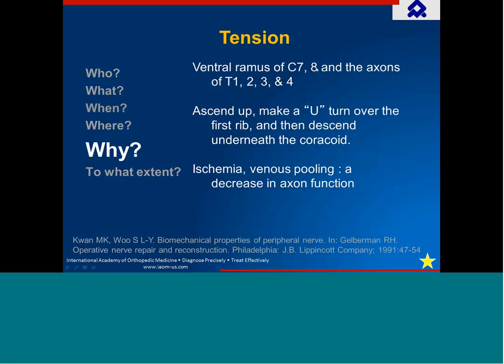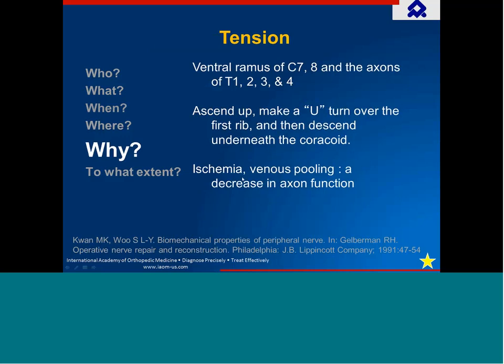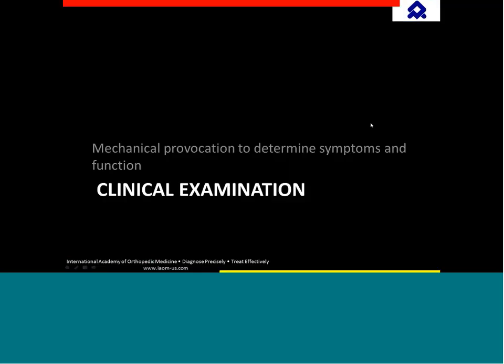Because of the ventral ramus of C8, C7 and 8, the axons of T1, 2, 3, and 4, because of their more caudal arrangement, they have to ascend up and make a U-turn over that first rib and descend underneath the coracoid. This can create, as I mentioned, the ischemia, venous pooling, and a decrease in axon function. So here's another illustration of it. So it has to come up from below, down and underneath, and we're going to talk about clinically how we can make a difference with this mechanical environment.